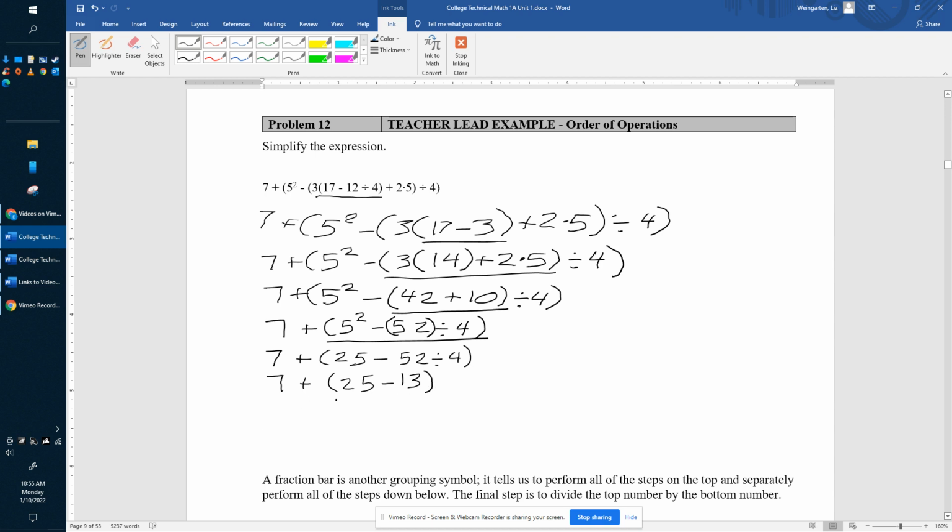We have our final thing that we have to do inside this parentheses, and that's the simple subtraction. 25 minus 13 is 12. You can keep the parentheses around it, or you can get rid of it. It's just a single number, so the parentheses aren't going to do anything. 7 plus 12 is going to give us 19, and that is our final answer.